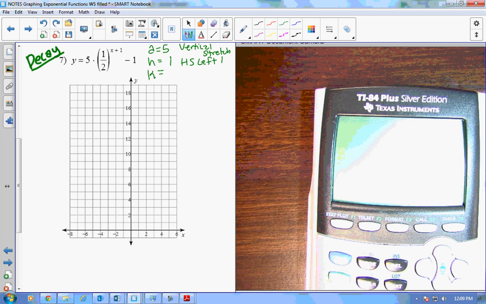What number is k? -1. Okay, someone else. Who can give me 4 words that explain what the -1 does to the graph? Vertical shift. Vertical is either up or down. Those are your only options. Down. Down 1. Opposite, same. This is same. So we go down 1. Vertical shift down 1.